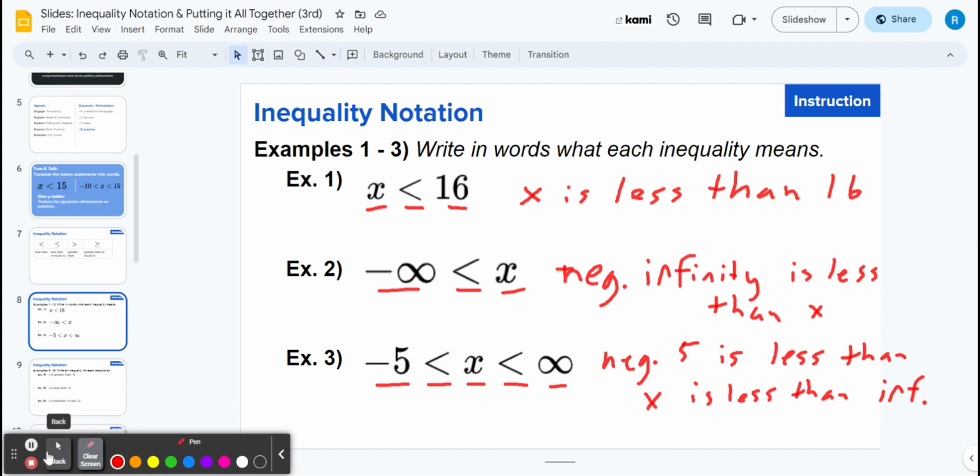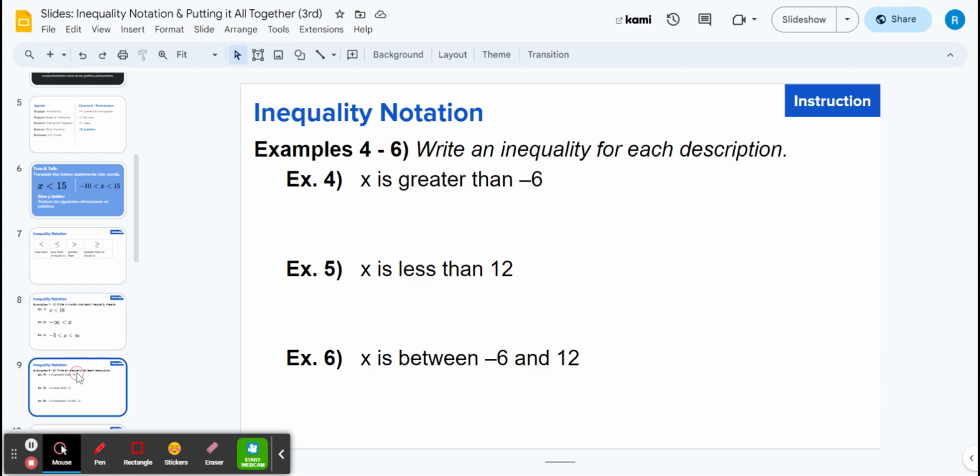So let's go the other direction now for examples 4, 5, and 6. We're going to go the other direction where we're given some words and we're going to write inequalities. So in this case, x is greater than negative 6. So we have our x, we have our greater than sign, we have our negative 6. For number 5, we have x is less than 12. So x is less than 12.